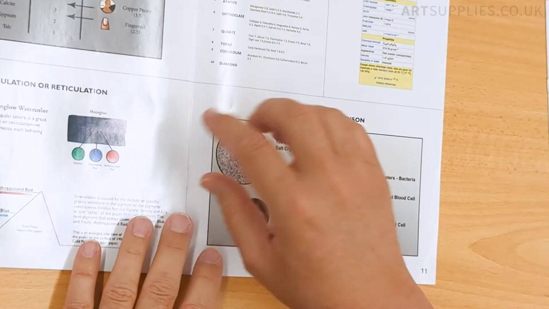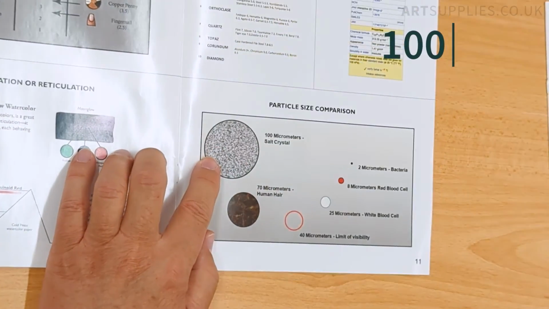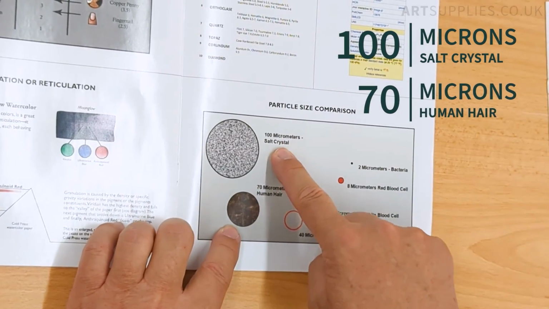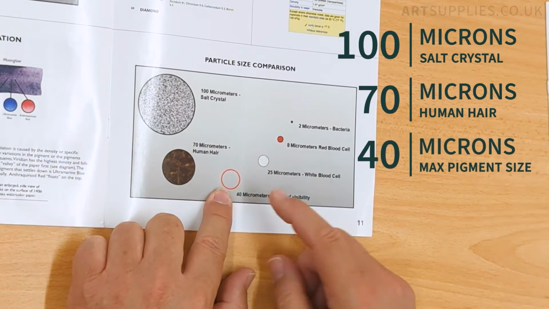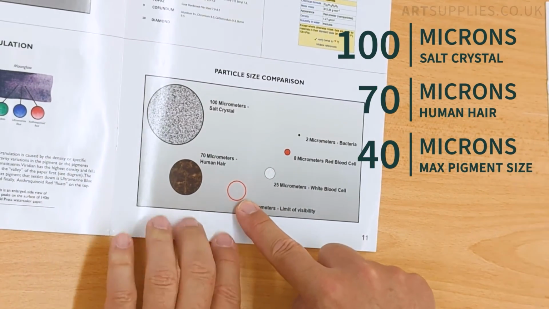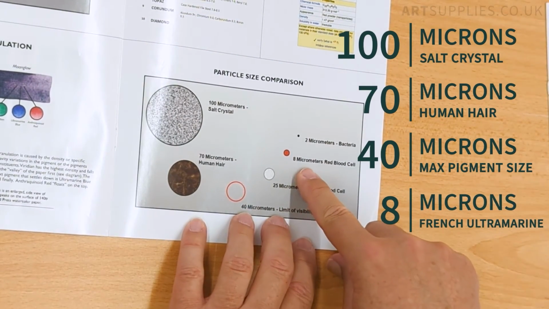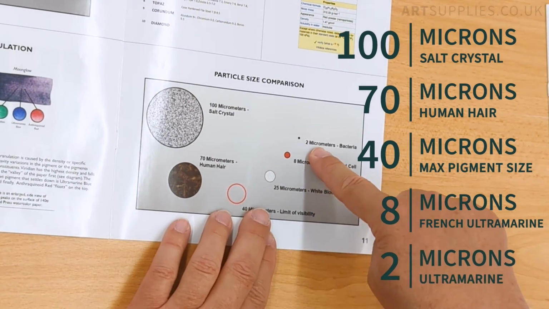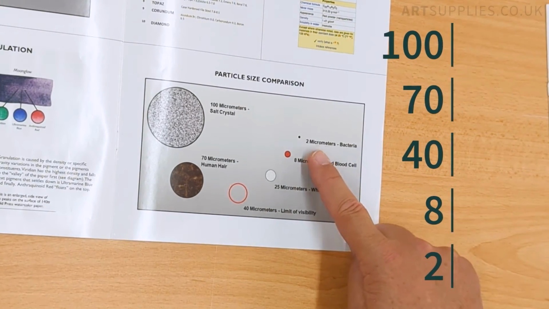This is kind of just to give you a comparison of size. This is a salt crystal. That's about the size of a piece of salt crystal compared to a cross section of a human hair. So 100 microns versus 70 microns. What we want to have is this or less, which is 40 microns. You can see the relationship of size. 8 microns is about the size of French ultramarine blue, and 2 microns, the size of bacteria, is about the size of the ultramarine blue.